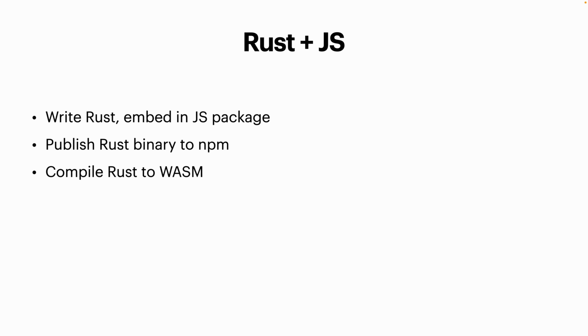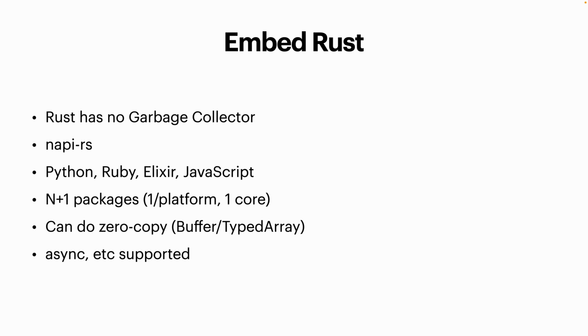The second is that you can publish Rust binaries to NPM if you want to. And the third is compiling Rust to WASM. So, embedding Rust. Rust has no garbage collector. We talked about this earlier. No garbage collector means it embeds really well.